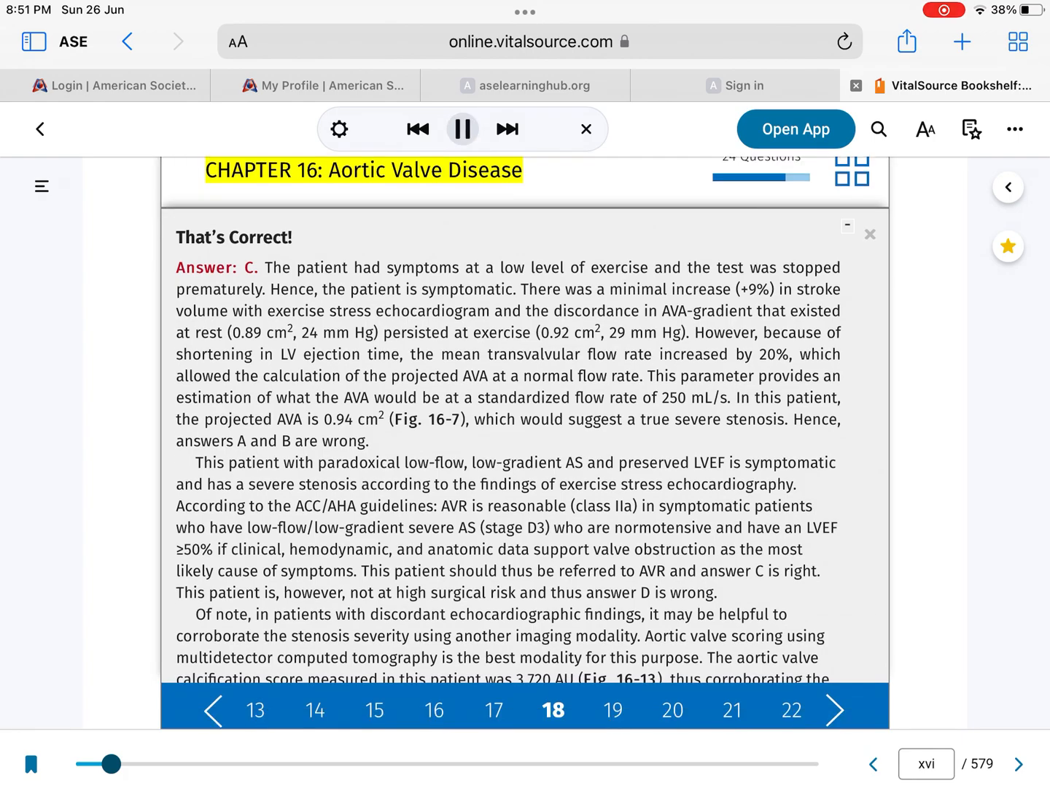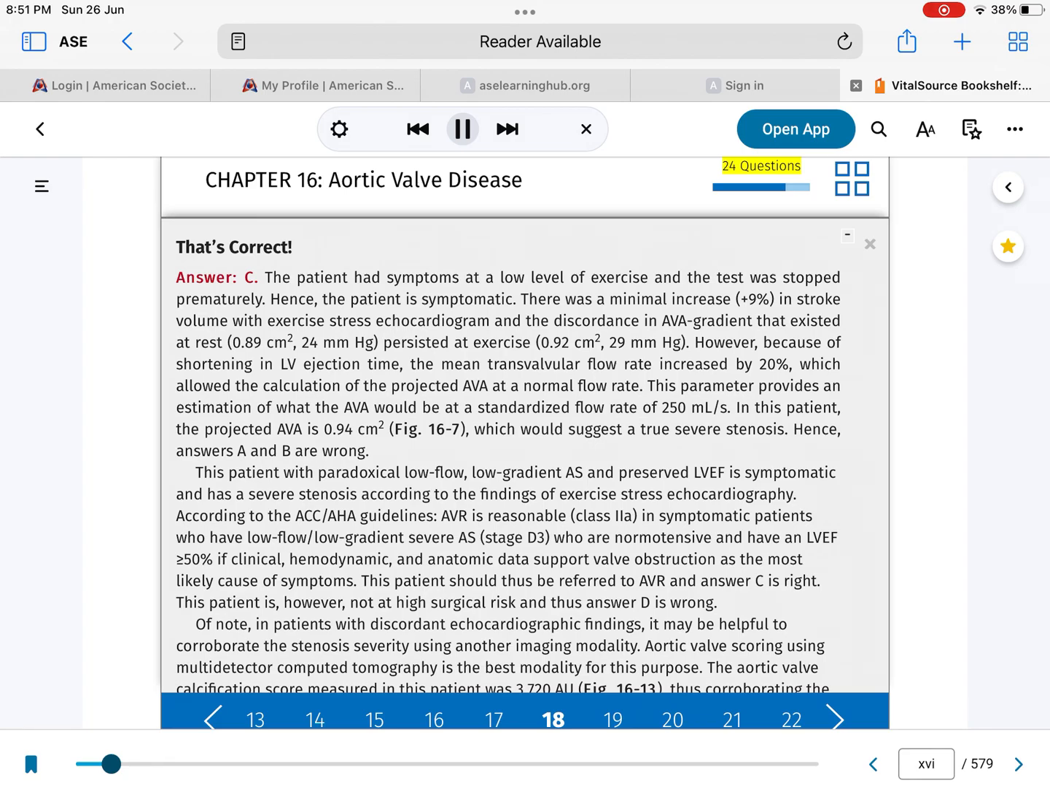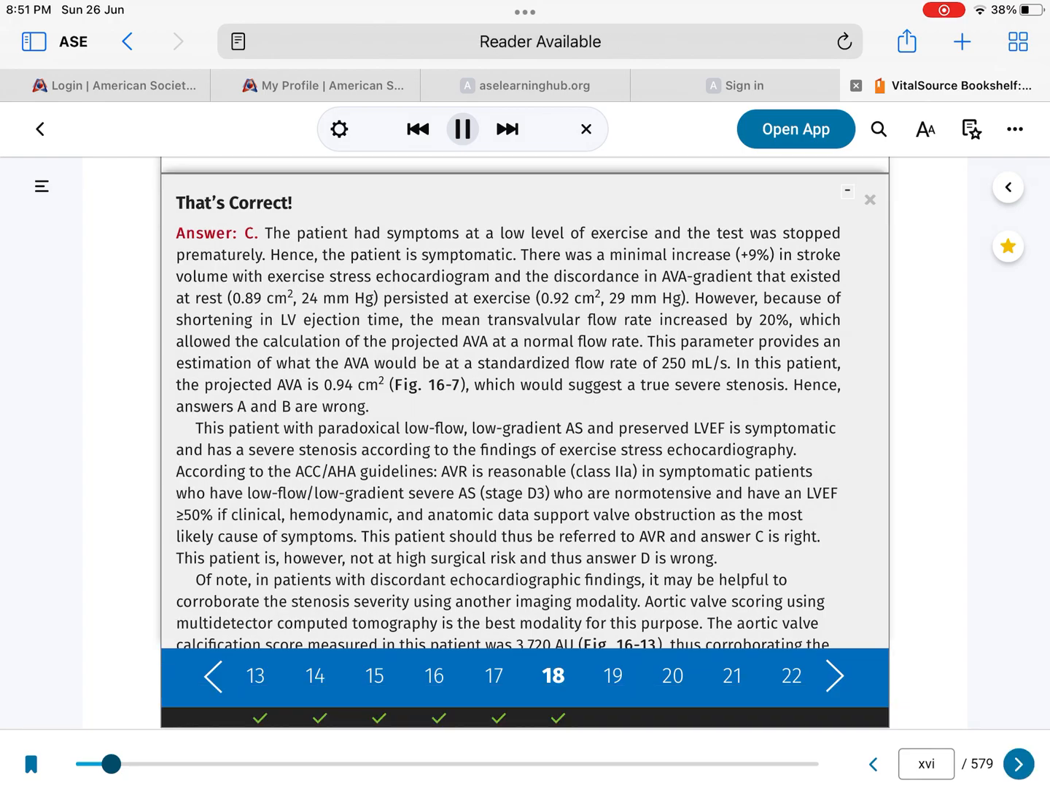Chapter 16. Aortic valve disease. 24 questions. Case 3. A 72-year-old woman with a history of hypertension undergoes routine clinical and echocardiographic follow-up. Three years ago, Doppler echocardiogram showed a stroke volume SV of 71 milliliters, indexed stroke volume 44 mL/m2, an AVA of 1.20 square centimeters, indexed AVA of 0.75 cm2/m2, a mean gradient of 21 mm Hg, LV ejection fraction of 70%, and an LV end diastolic diameter of 47 mm.